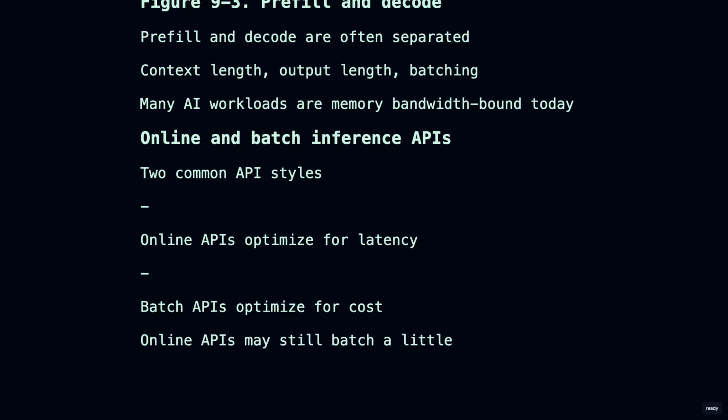The boundary is not absolute. Online systems may still do small amounts of batching as long as users do not feel the delay, but the main goal remains low latency rather than maximum throughput.